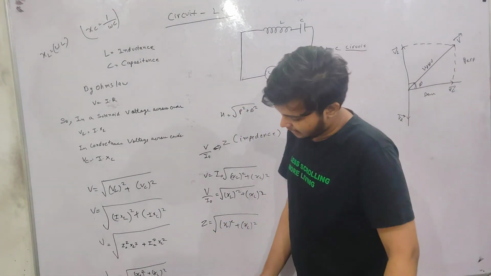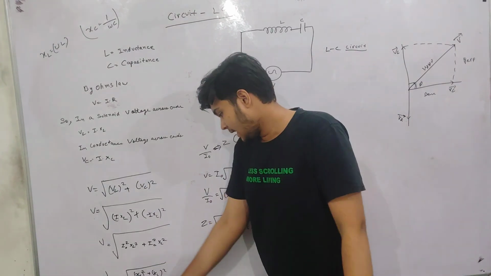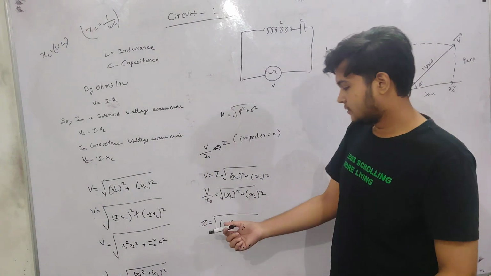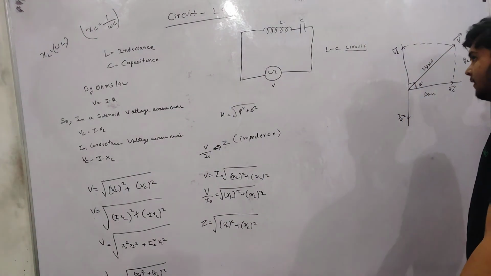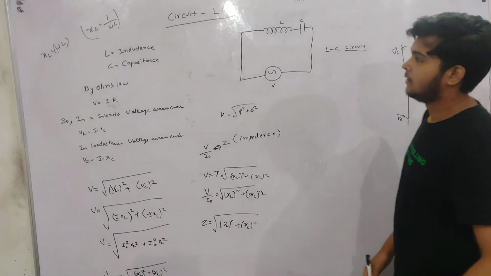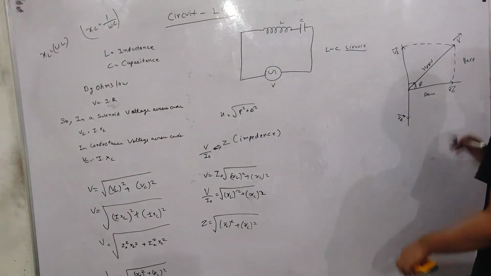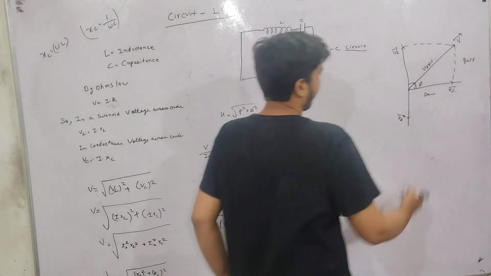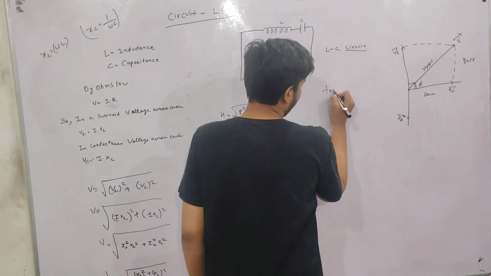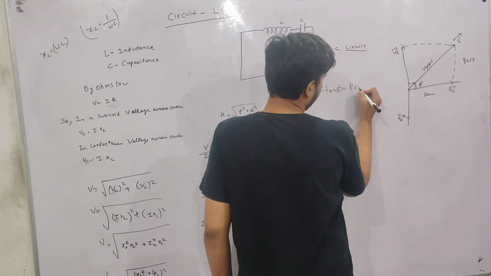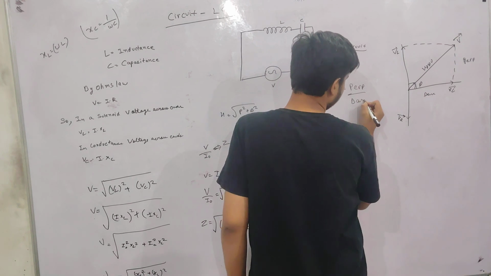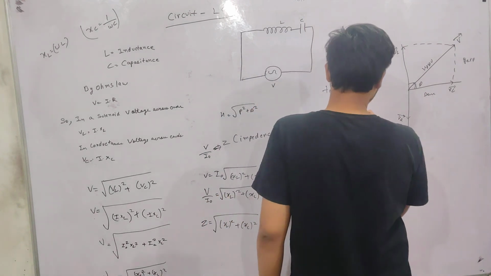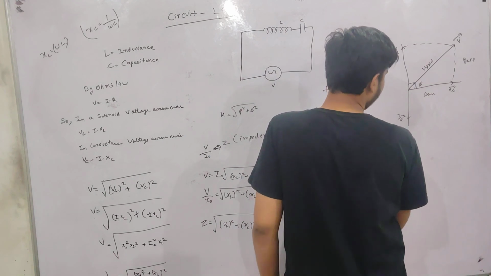In a numerical, if we have the value of maximum current and XL and XC, we can find the value of voltage and also impedance by this formula. This is the circuit we have to learn for the exam, and this also. From here we can find the value of phi. Tan phi equals perpendicular by base. Tan phi equals perpendicular, which is VL, by base, which is VC.